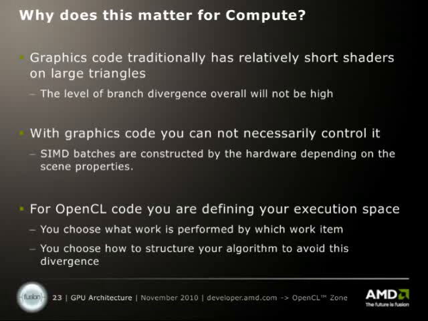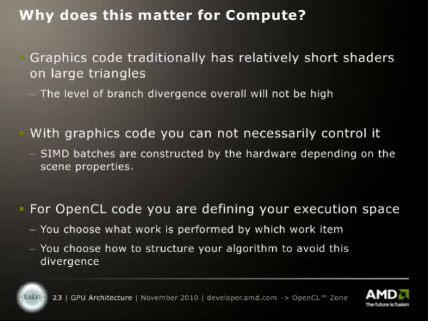So why does this matter for compute, which is really the purpose of this talk? Well, graphics code traditionally has relatively short shaders on quite large triangles, so this all gets less true with time. And so the level of branch divergence overall will not usually be very high. And it's also hard in those cases to control, because you don't have a clear idea of what pixels will be mapped to the same SIMD engine, because even if you know you have a large triangle, you don't know how close the camera will be to it. So you can work around the divergence, but you only have a limited amount of control over it.